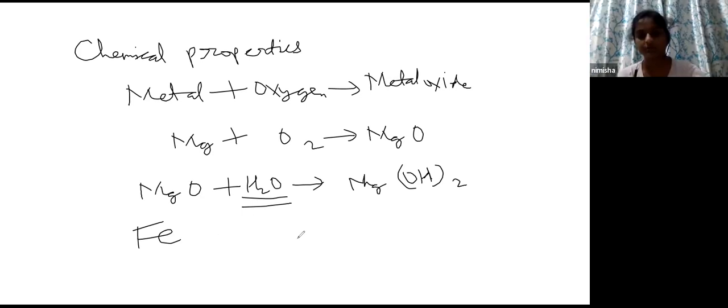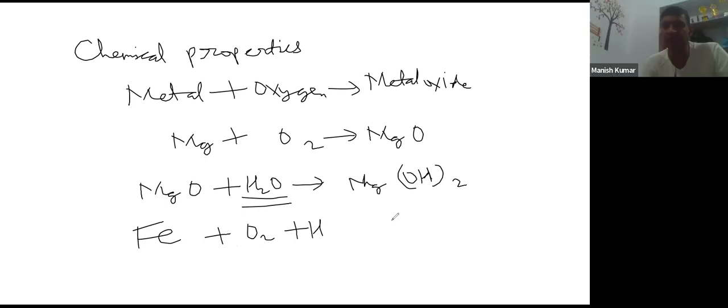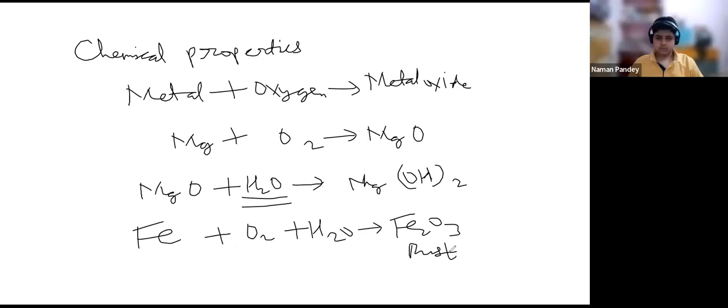Have you heard of rusting? Yes, sir. Iron will react with oxygen as well as H2O, and that will give Fe2O3, which is called what? It is also called rust. Fe2O3 means iron oxide, like Mg(OH)2 and MgO you have seen. So this is called rusting.